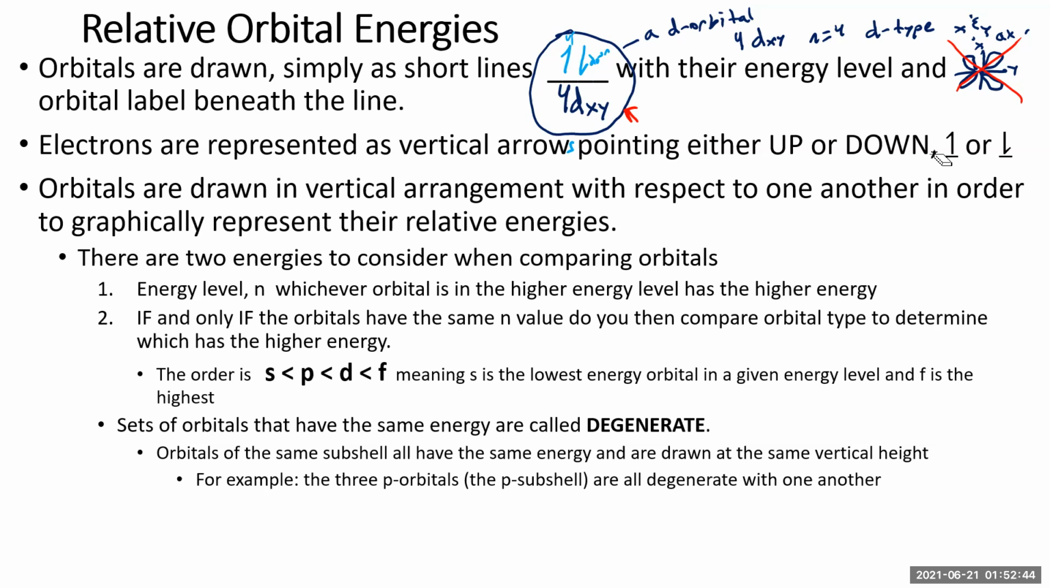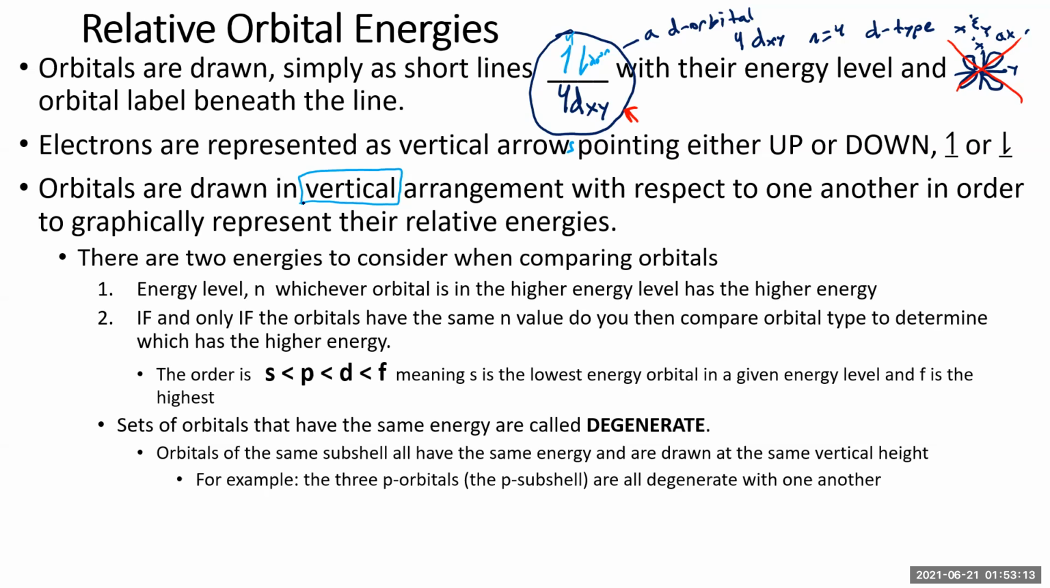Orbitals are drawn in vertical arrangement. Now this is a critical piece of information here. The reason it's so critical is because there's really no use in drawing orbital energy diagrams if you don't represent the actual relative energies of the orbitals. You may as well just draw yourself an electron configuration for the most part, which is a simplified and much less detailed method of representing electrons in their orbitals.